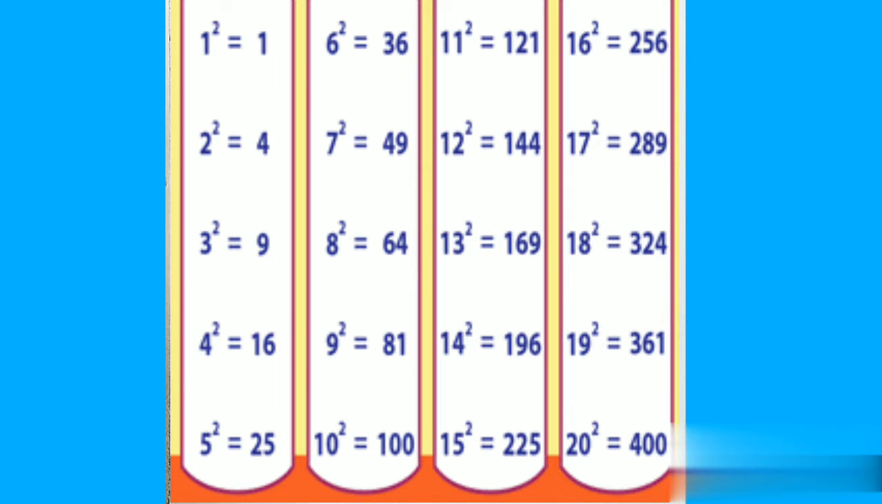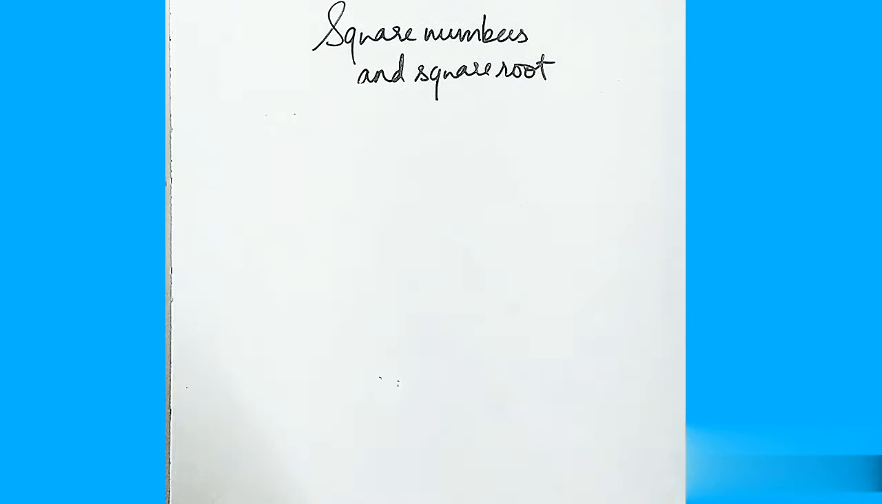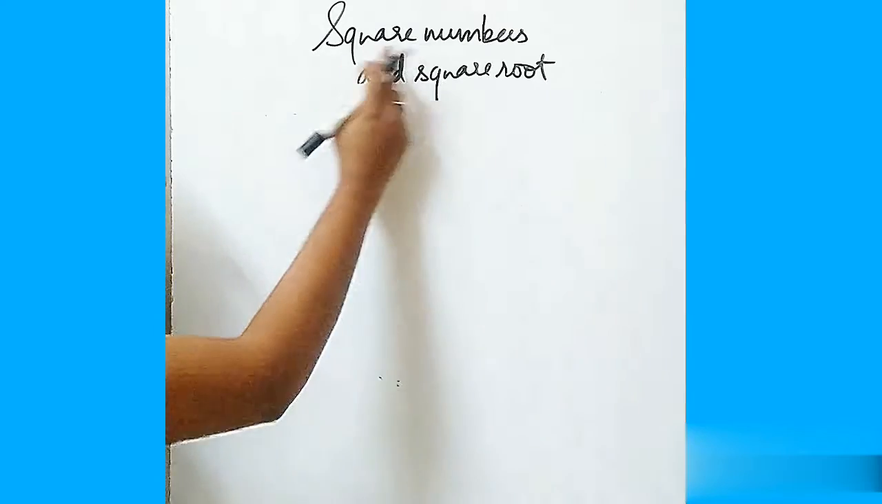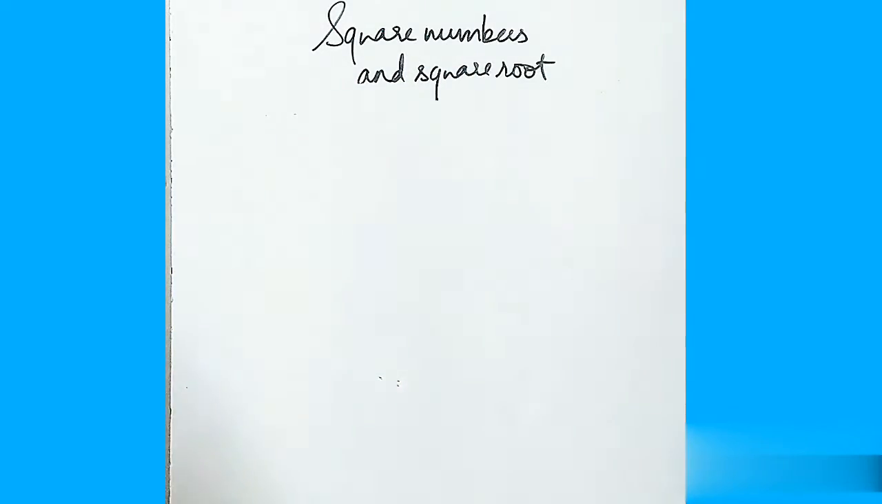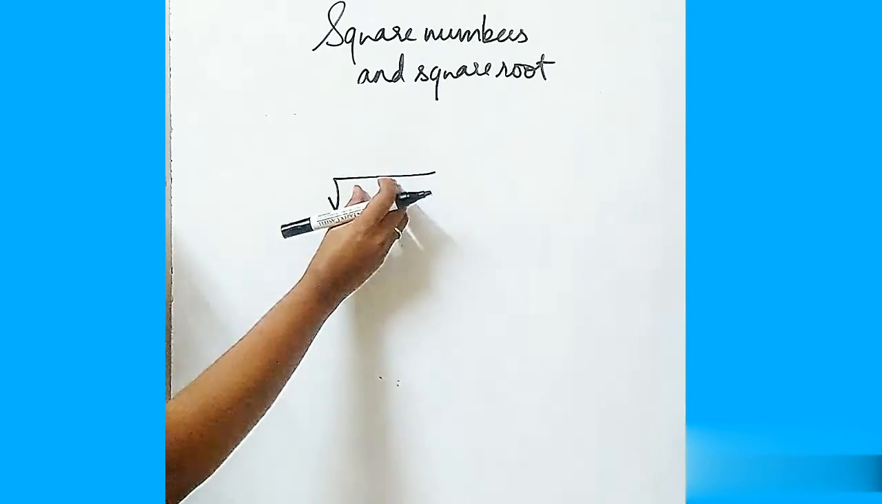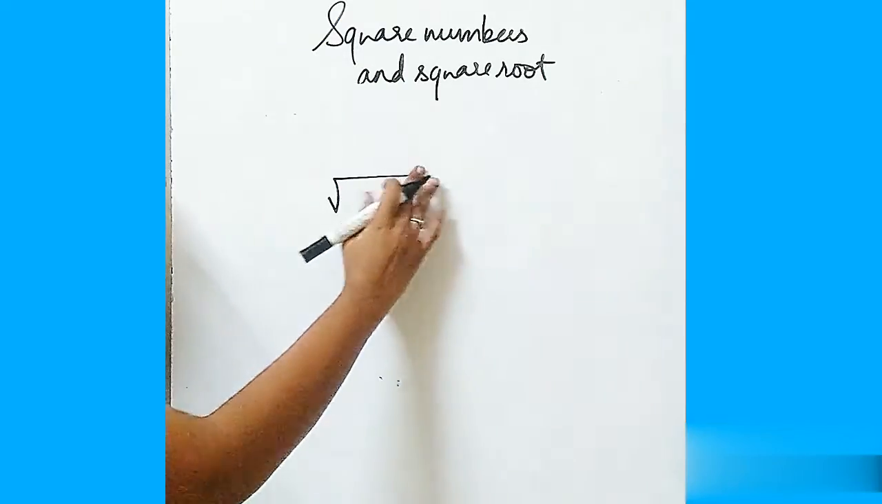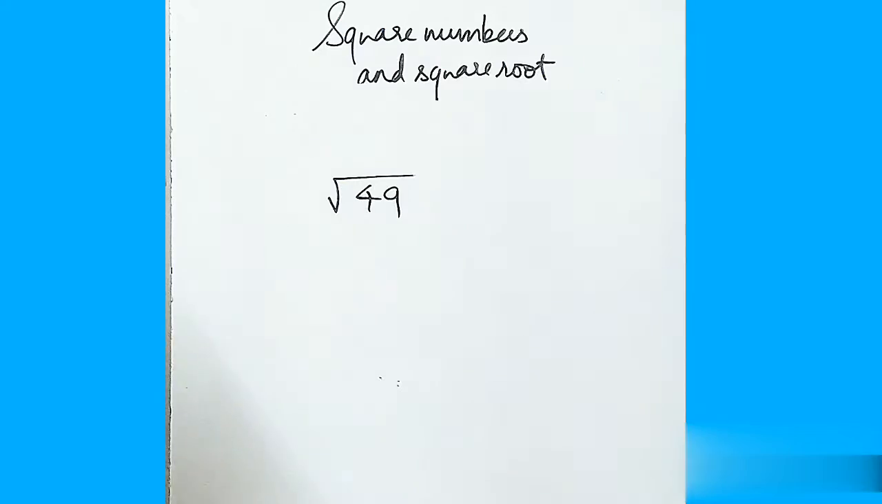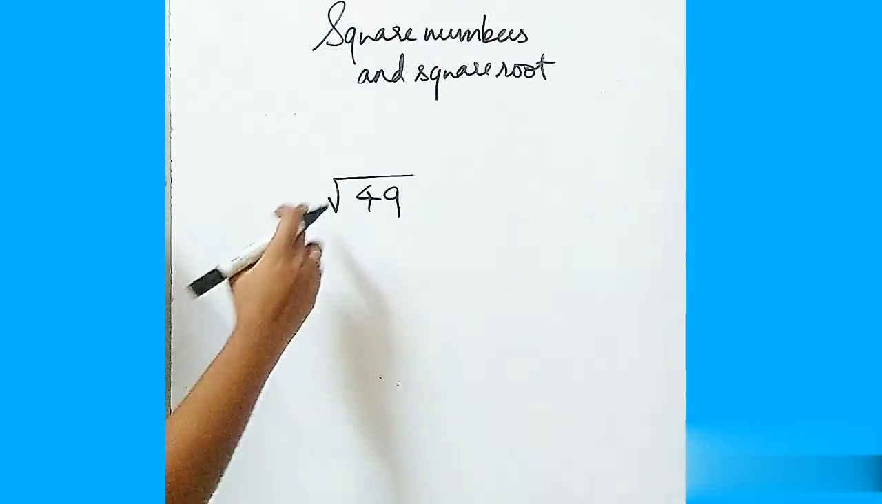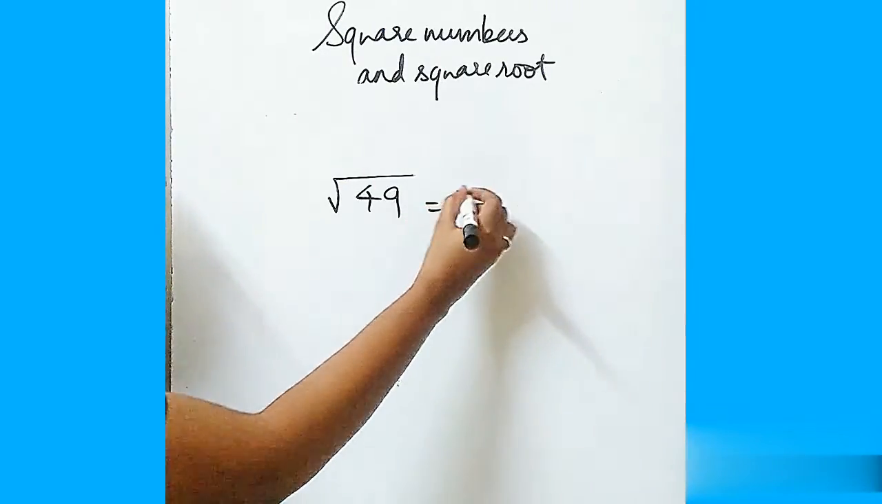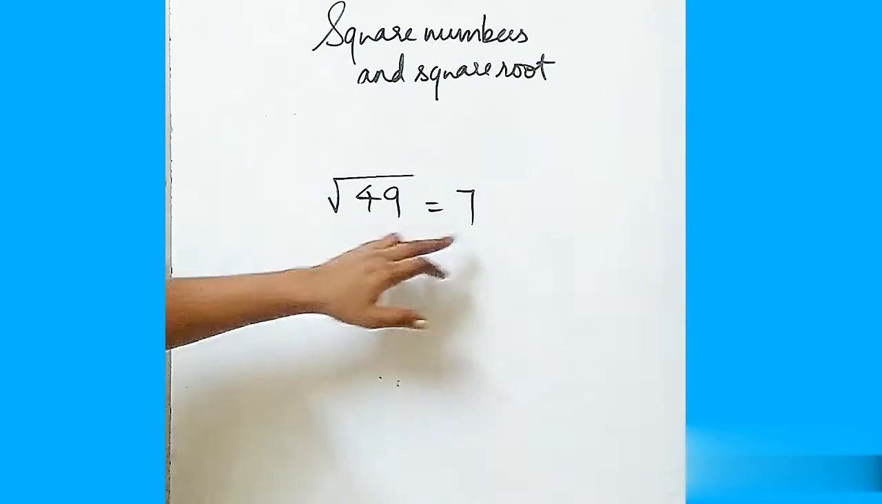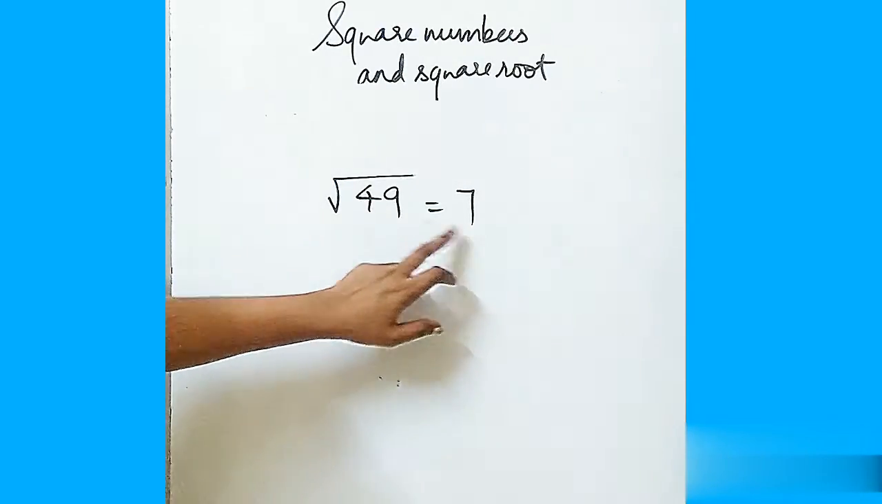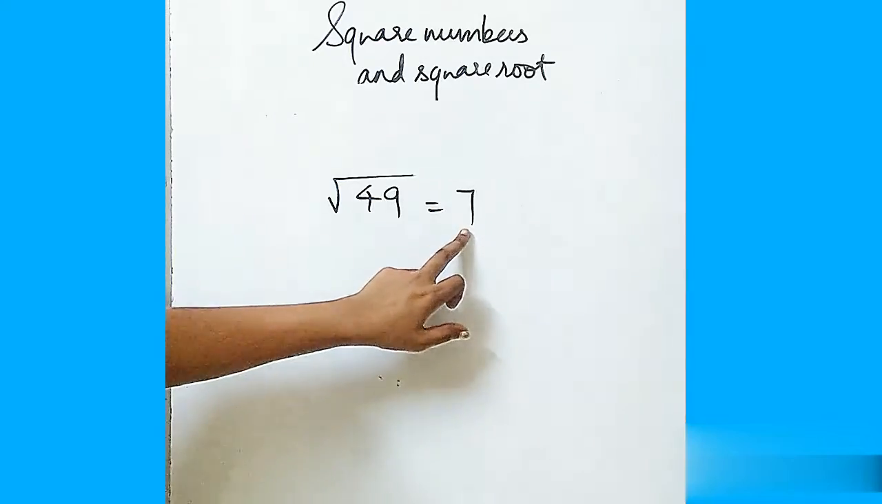Okay, fine. Now we'll see about square root. What is square root? The opposite of a square number is the square root, student. Now a square root is denoted by this symbol, and inside that we will write a number. For example, I am talking about 49. Now what is the square root of 49? 7 into 7 is 49. So the square root of 49 will be 7. The number you multiplied, that number you have to write. From which we got 49, you have to write that number only, student.